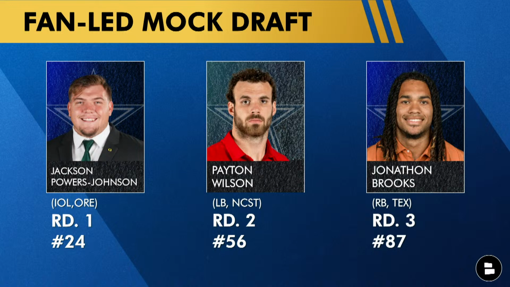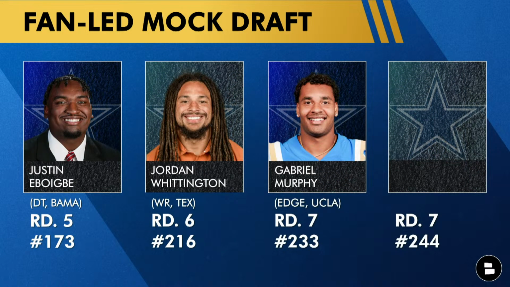Here's what's happened so far as your votes come in. Jackson Powers Johnson in round 1. I'm not sure there's a space between IOL and Oregon, by the way, there, Chris. Peyton Wilson in round 2. Jonathan Brooks in round 3 out of Texas. Then Justin Aboyesby in the 5th round, the defensive lineman. Jordan Whittington, the receiver, from Texas. And Gabriel Murphy out of UCLA. So those are the 6 picks at this time.